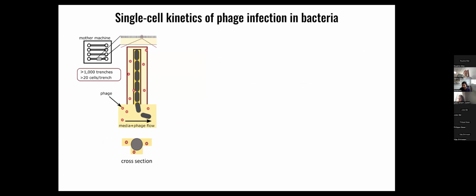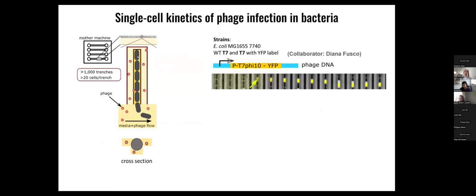Now, a regular mother machine was not useful in this study, so we had to design a new type of device where next to each mother machine trench, we have a very shallow trench. These trenches are only 300 nanometers tall, and these are needed for the phages to diffuse through and infect the mother. This study was done with E. coli wild type and wild type T7, and the T7 with the YFP gene at the capsid promoter, done by our collaborator Diana Fusco's lab in physics.